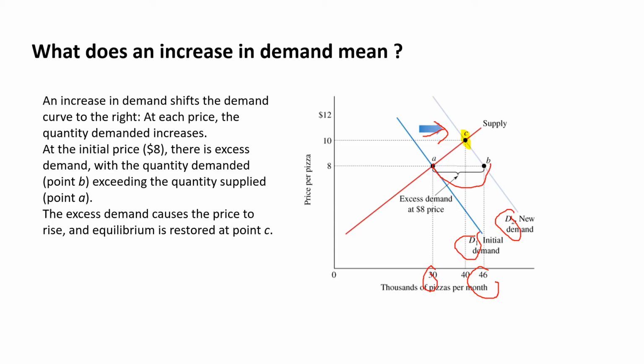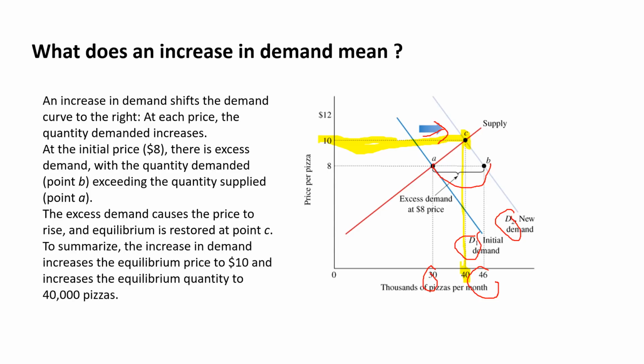As we look over here, the equilibrium quantity is equal to what? To 10. This is the equilibrium quantity. And over here, the equilibrium price is 10. The equilibrium quantity is 40. So the excess demand caused the prices to rise and the equilibrium to be restored at point C.